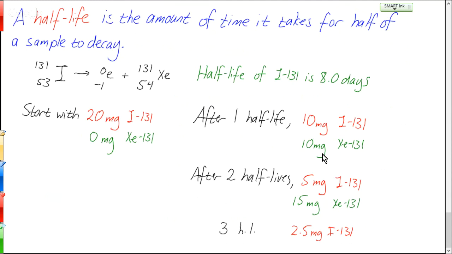Yeah. So the half-life of iodine 131 is 8 days. When we say 1 half-life, 2 half-lives, we can also count that in time measurement like days. So 1 half-life is 8 days. 2 half-lives is 16 days. 3 half-lives is 24 days.